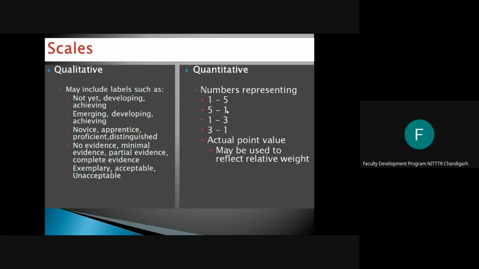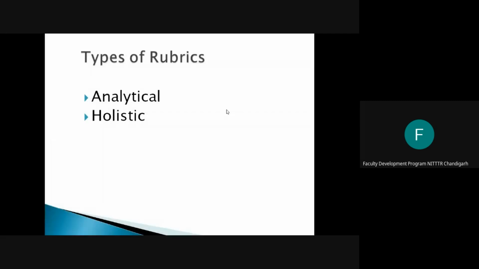So my friends, what I wanted to say here was that when I'm constructing a rubric, we need to make use of a scale. The scale can be of two types. Either it can be qualitative, where you are specifying what I have shown here, and you can have your own words also. Or it can be quantitative, where you say 1 to 5, 5 to 1, 1 to 3, 3 to 1, any scale you can use. There are also two types of rubrics.